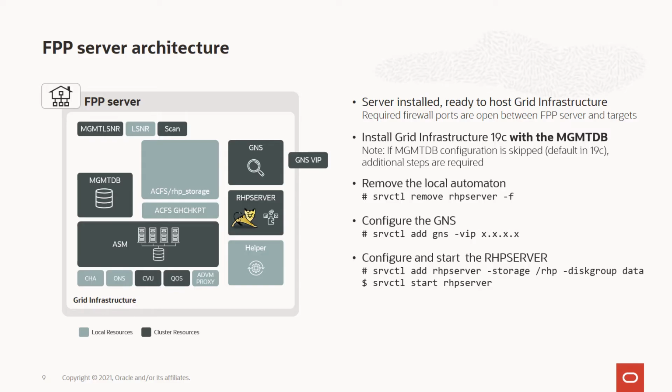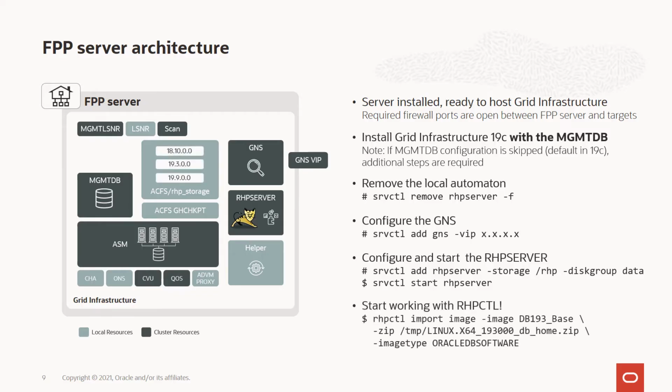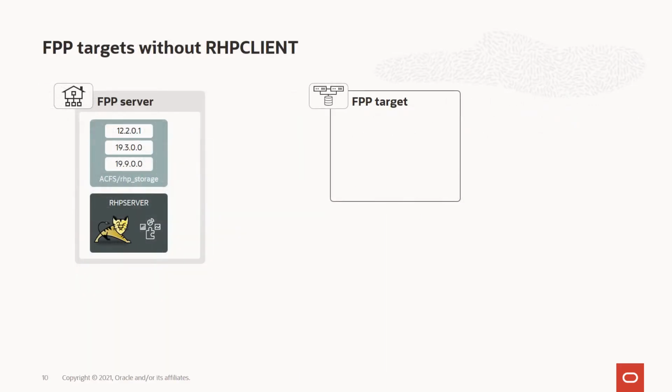Okay. So once we have configured it, we start it, and we are ready to start using RHP, FPP, with a command line, RHPCTL. So this is an example as a first task. For example, you can start importing images and then start deploying them, but we will see all of this in detail.